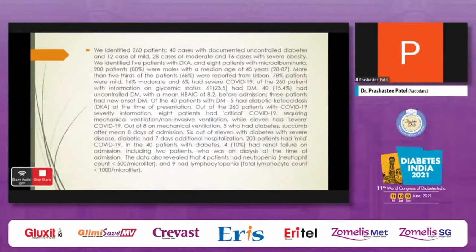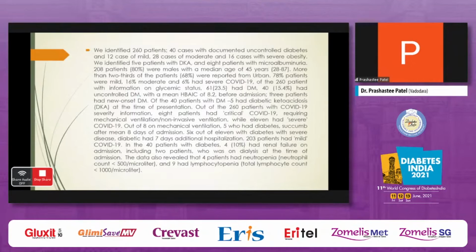We identified 260 patients, 40 cases with documented uncontrolled diabetes, and 12 cases of mild, 28 cases of moderate, and 16 cases with severe obesity. We identified 5 patients with diabetic ketoacidosis and 8 patients with microalbuminuria. 208 patients, or 80% of those, were male with a median age of 45 years. More than 2/3 of the patients were reported from urban areas. 78% of patients had mild, 16% had moderate, and 6% had severe COVID-19.